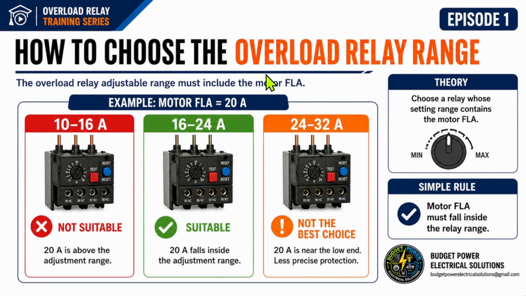Choose the relay whose setting range contains the motor FLA, between its minimum and maximum value. Our motor is 20 amp, so if we select 10 to 16 amp, no, we cannot select that. We have to select 16 to 20 amp, with the FLA in between. There is a mathematical way to select that, and I will explain all those things step by step, bit by bit, going deeper and deeper. So this is not the right relay; this is exactly the right relay range.